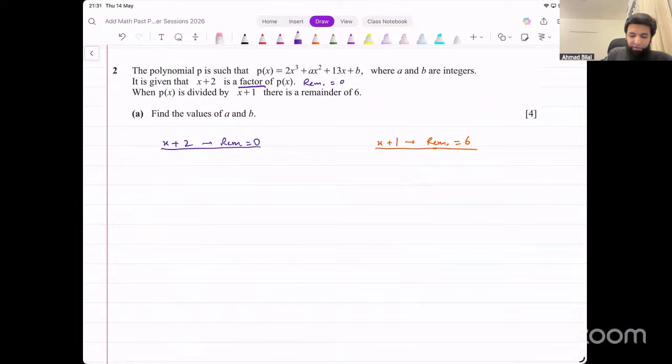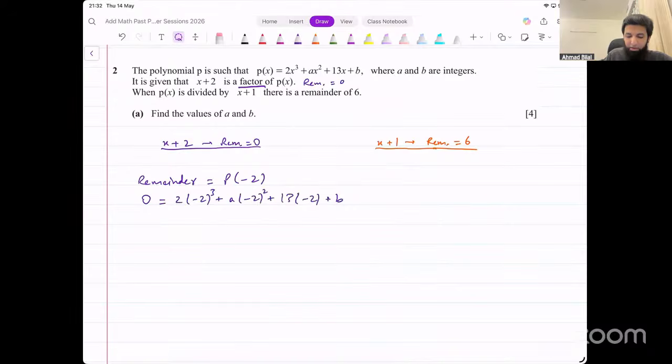So what value of x do we input? We put x plus 2 equal to 0. What value of x do we get from that? x equals negative 2, right? Input that in that polynomial. So the remainder from this division is going to be p of negative 2. When we input x equal to negative 2, what does that equal? 2 into minus 2 whole raised to power 3 plus a into minus 2 whole squared plus 13 into minus 2 plus b. On the other side, you will write the remainder that we know, that is 0. So this is one equation that we've got.